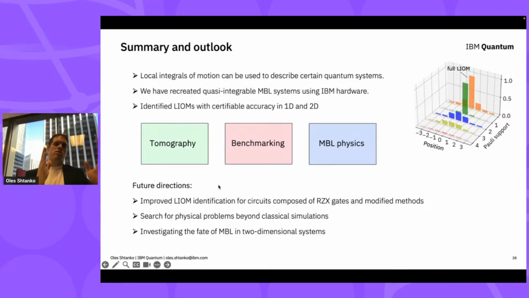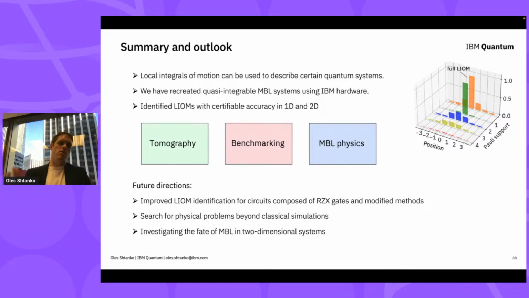I think there are 3 major goals which we hit with this project. We first proposed, not proposed, I think it's existing literature, but we emphasized and reimagined the way of characterizing systems using integrals of motion. So we came up with this scheme that allows you to do some sort of tomography of quantum dynamics, which is not exponentially hard, but works only for a very specific class of systems. We also invented some new ways of benchmarking devices. And finally, we saw something new in MBL physics in 2D, which is, I think, very valuable.